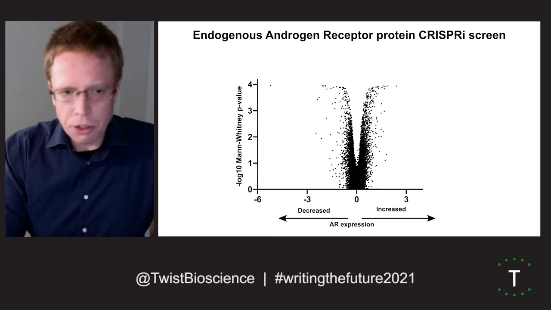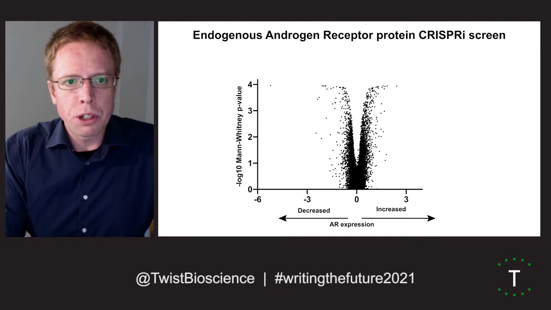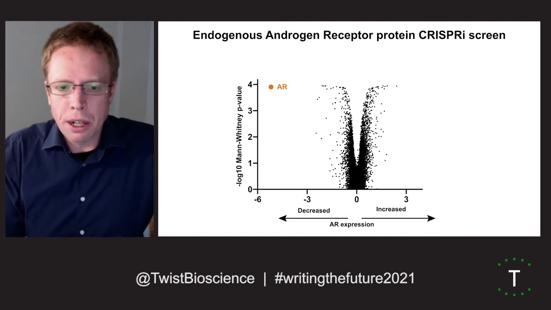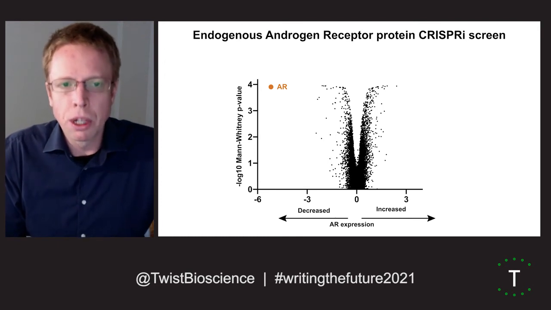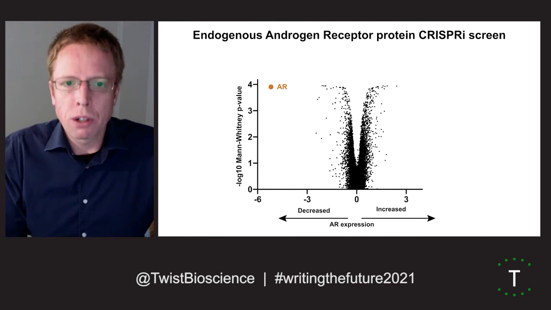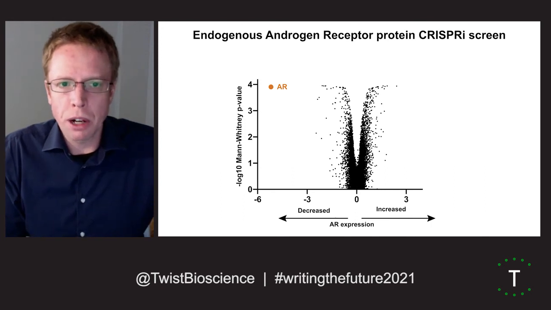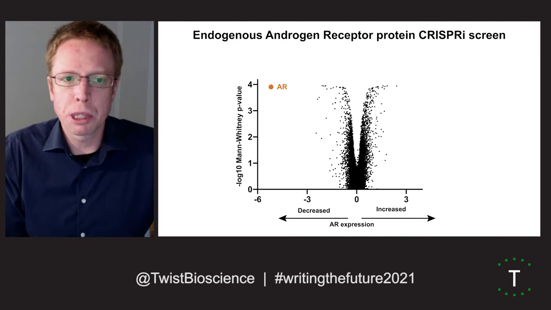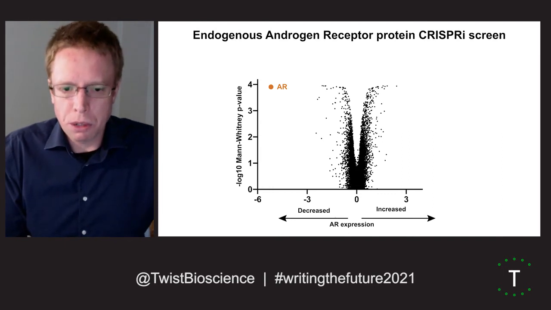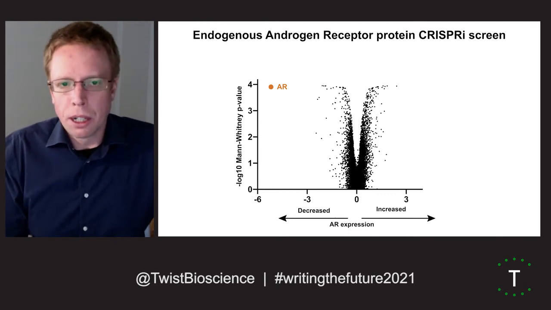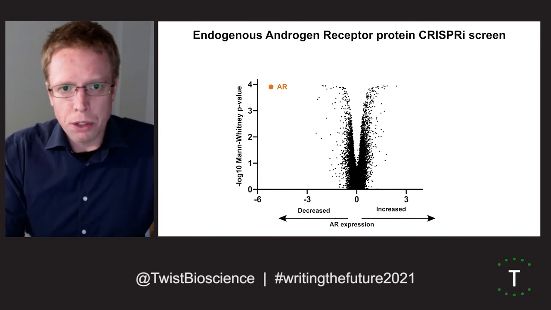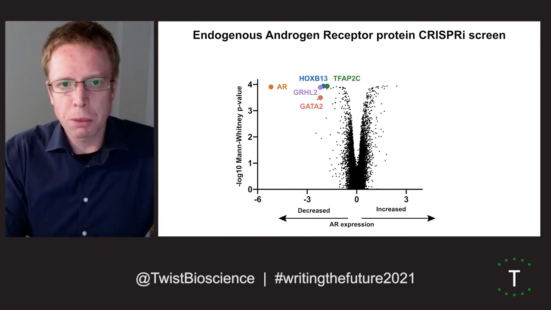And so again, here's a volcano plot displaying the results of this genome-scale CRISPRi screen. What we can see, to our satisfaction, is that, as expected, the androgen receptor itself is the very top hit in this screen. So if you knock down AR with CRISPRi, which decreases AR transcript levels or transcription, this results in decreased AR protein as expected. And so that was a nice positive control for these FACS-based screens.